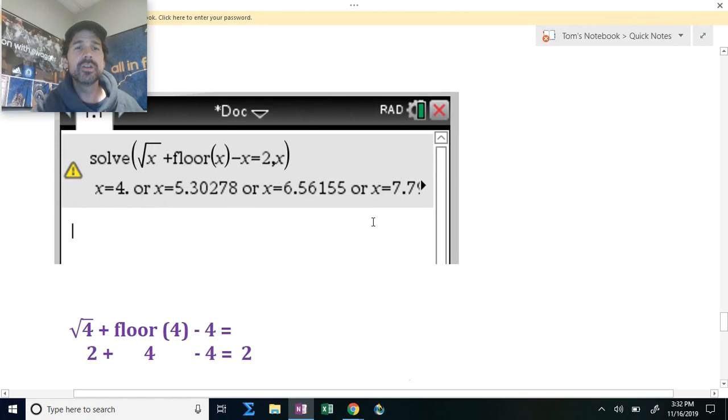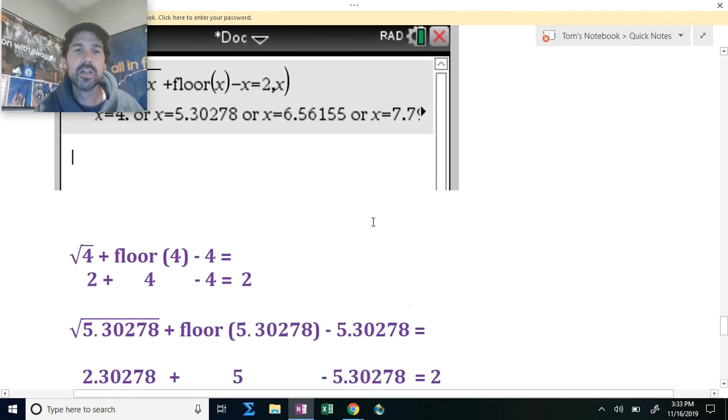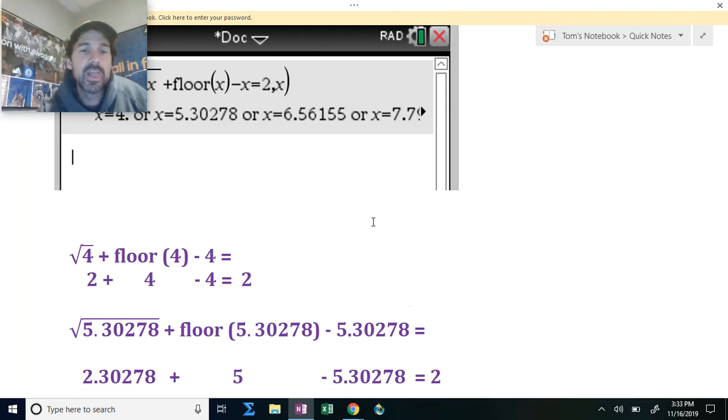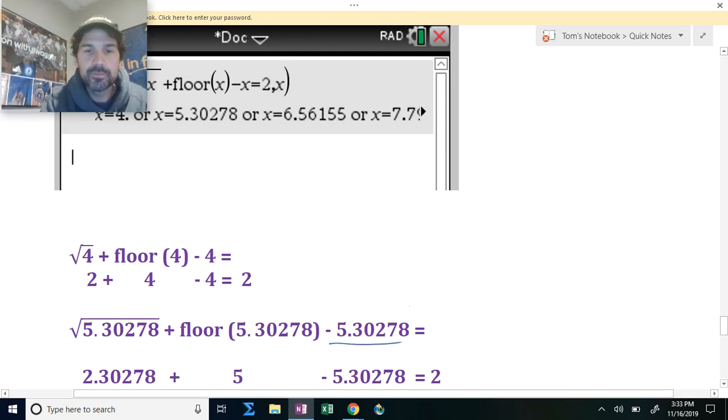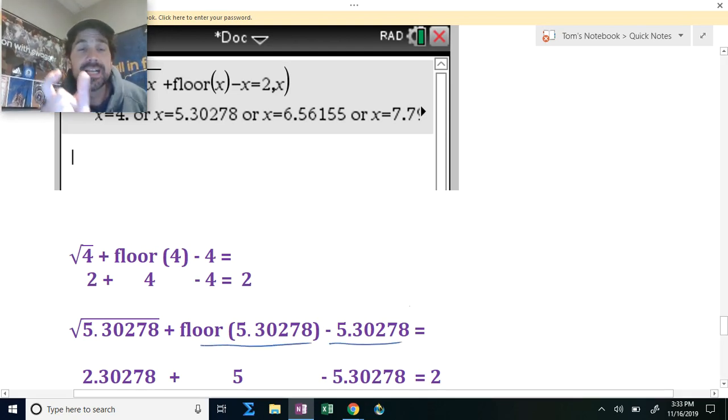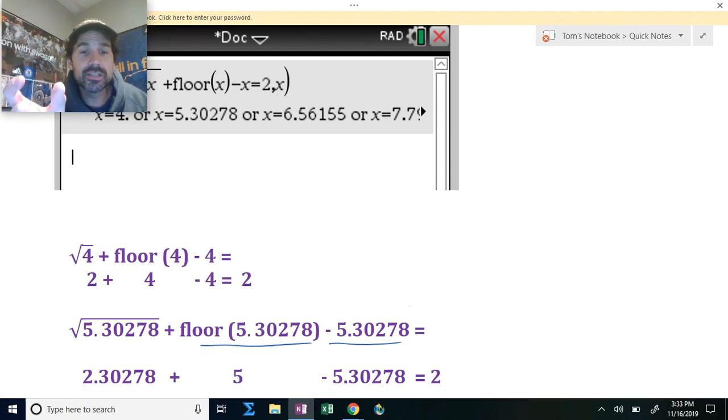All right. Notice the next one's like 5.30278. Well, what is that doing? If we think about what's happening here, we're taking the square root of 5.30278. The floor function of 5.30278 is just 5. And then we're subtracting the 5.30278. So basically, when we subtract the actual number from the floor, the leftover part is just the decimal piece. All we're getting is the decimal piece out.